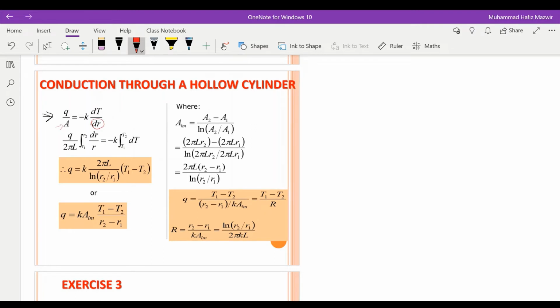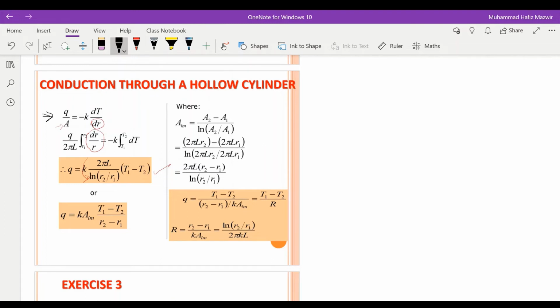So, you know that integration of 1 over R dr is equal to ln. So, you will get this equation which is Q is equal to K 2 pi L over ln R2 over R1 times T1 minus T2. Alright, so in this equation, Q can also be equal to K A log mean T1 minus T2 over R2 minus R1.